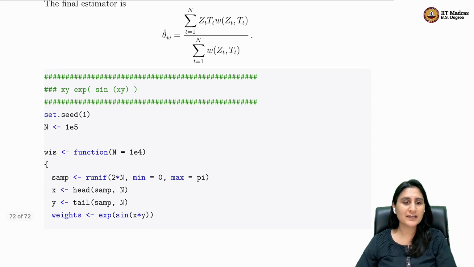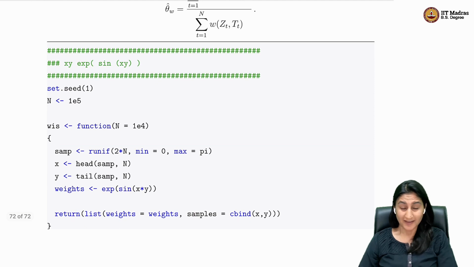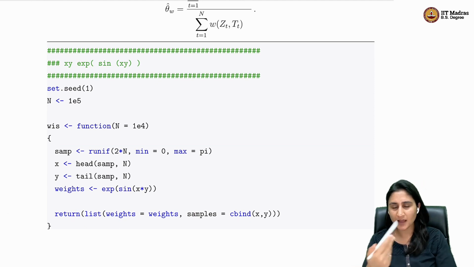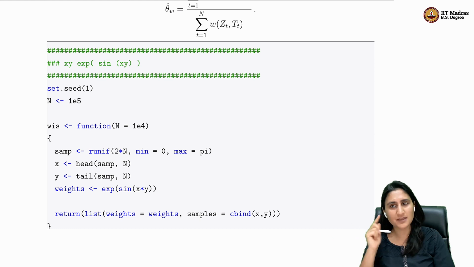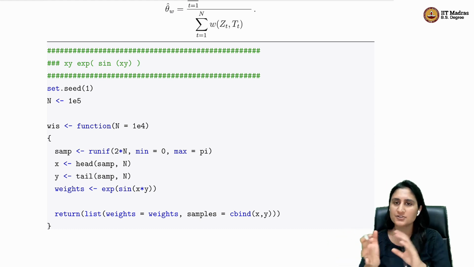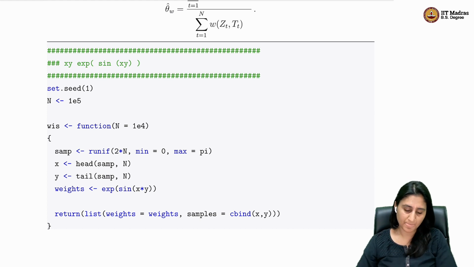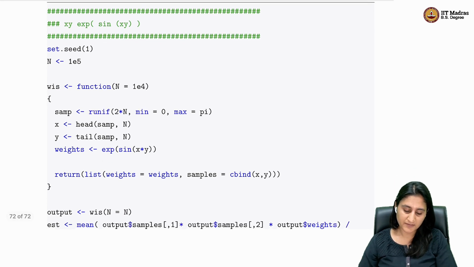Okay, and I can actually implement this as well. I set the seed; I always set the seed to ensure that the simulation result that I get is exactly what you're going to get as well. N, the number of samples I'm going to simulate, is 100,000, 1 lakh. I'm keeping it large just so things are a bit stable when I implement things. And the WIS, the weighted importance sampling function, is defined as the following.